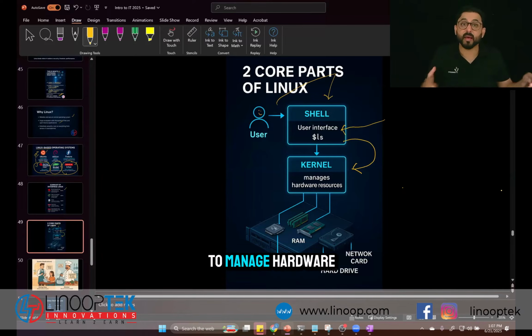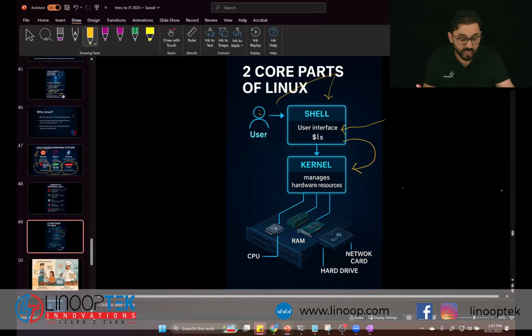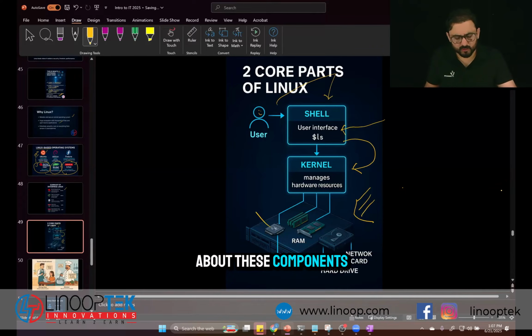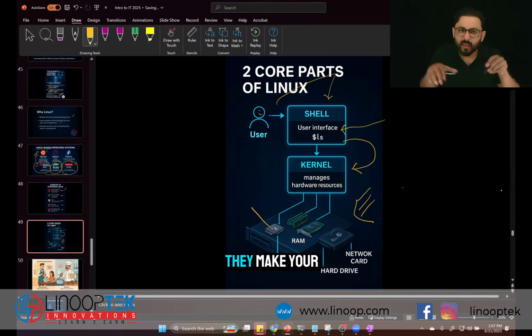Kernel's job is to manage hardware resources. At the end of the day, this is where all the fun takes place on your server. And on the server, I keep talking about these components, CPU, RAM. They make your Linux operating system run smoothly. If you've got a problem with one of these, your Linux system is going to be unstable, it's going to be faulty, it's going to shut down, it's not going to function.